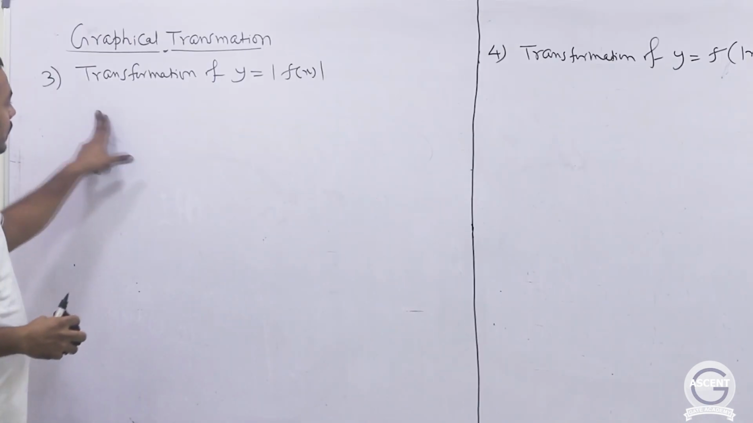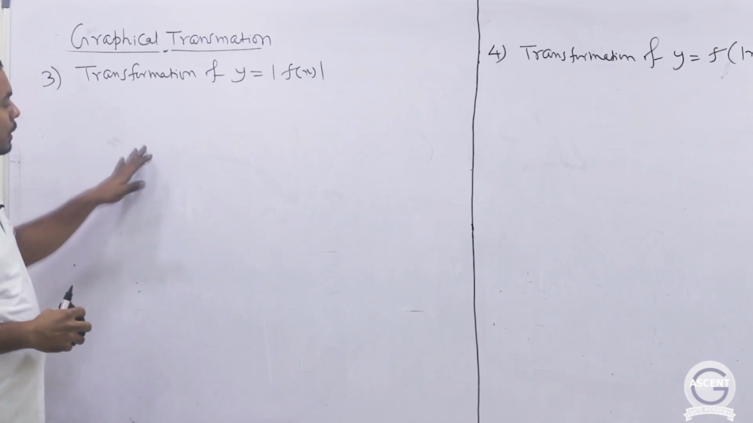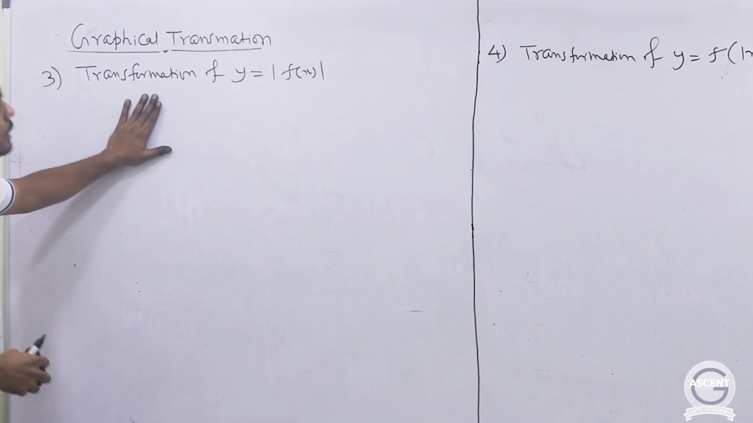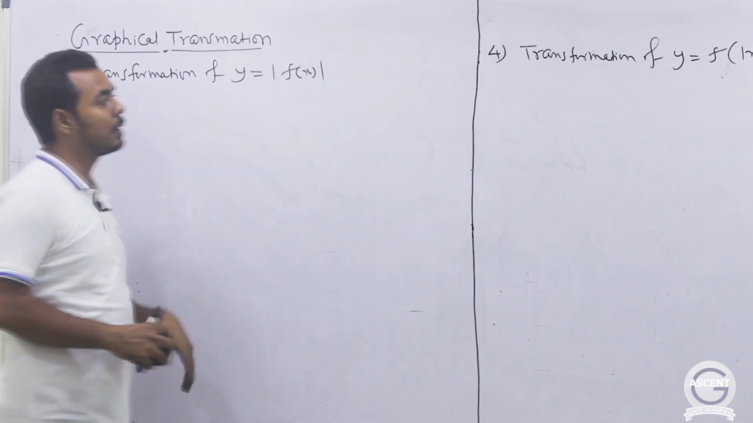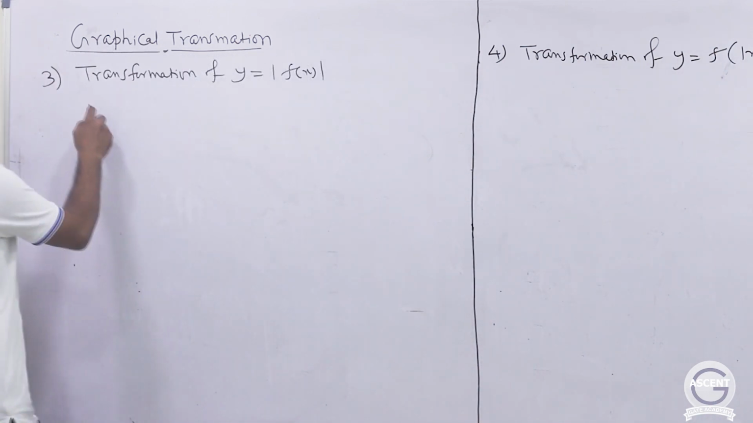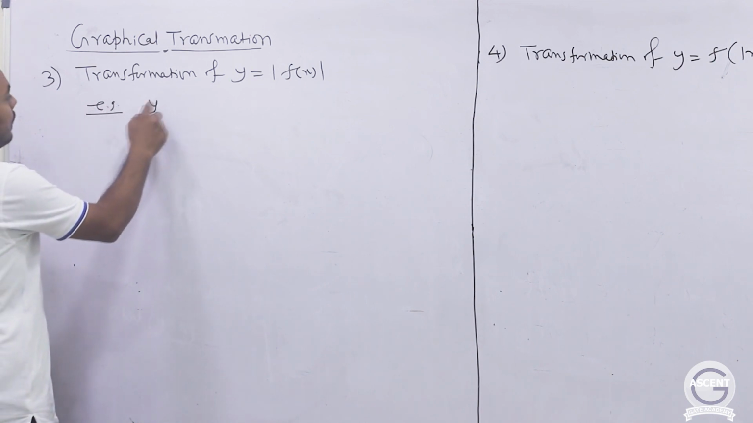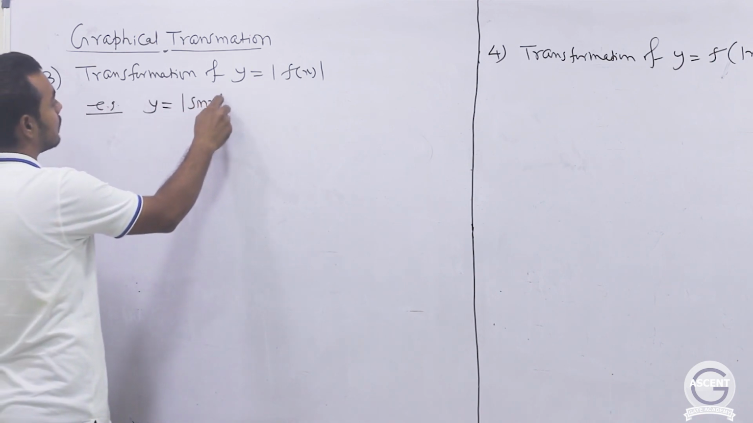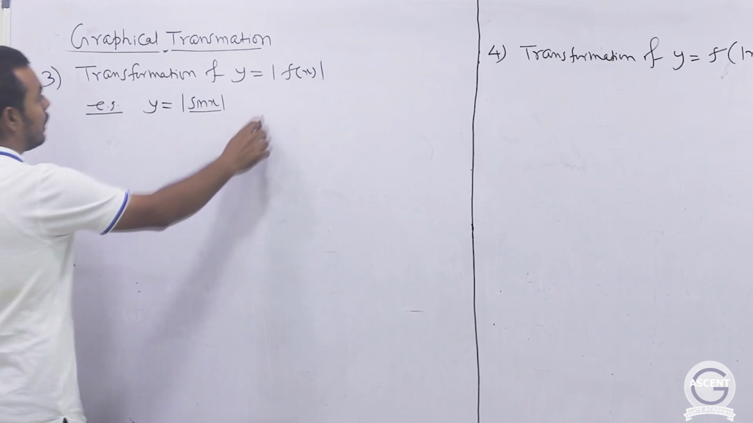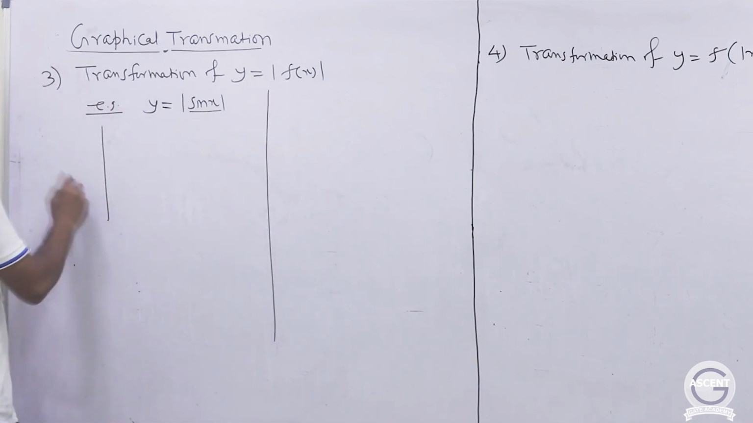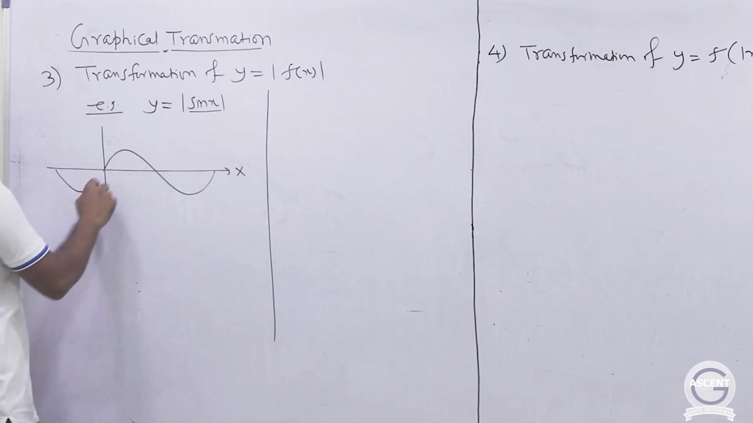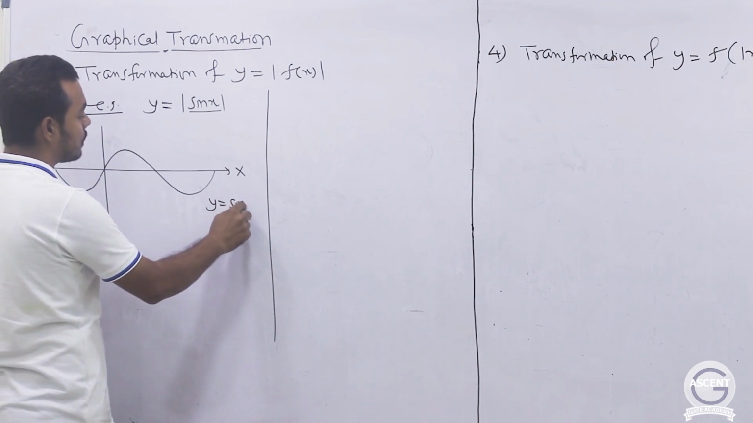So now the last two transformations that we need to learn: till now we have discussed vertical shift and horizontal shift. Now we have to learn about these two transformations. One is y equals mod of f of x, another is y equals f of mod x. Let me explain these ideas with the help of some examples. Suppose we have to draw the graph of the function, say y equals mod sin x. So the first step here will be to draw the graph of the function y equals sin x. So this will be your graph of y equals sin x.